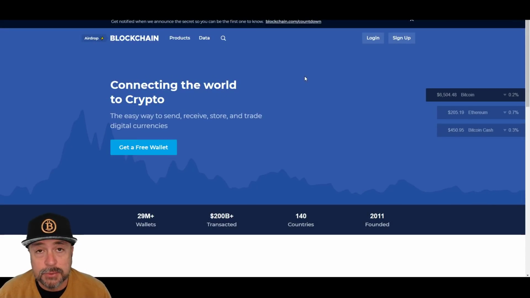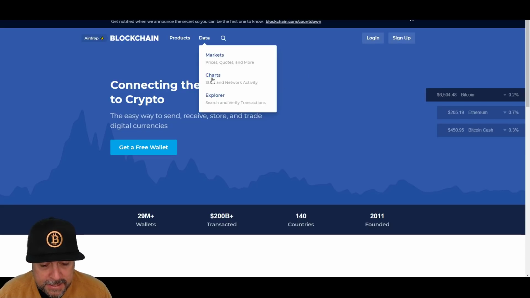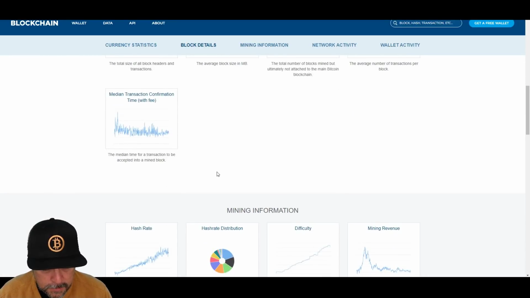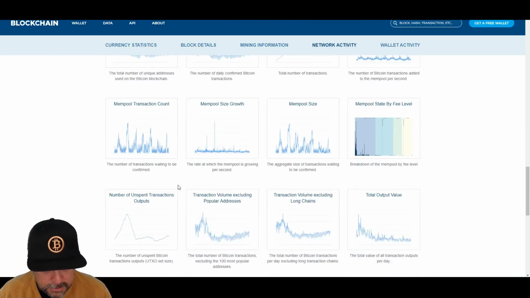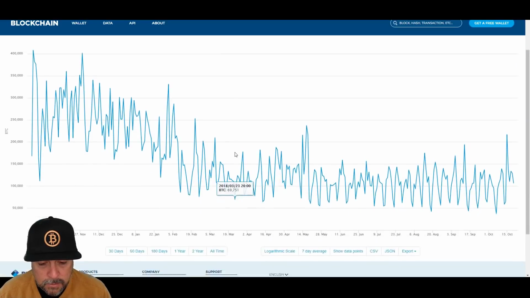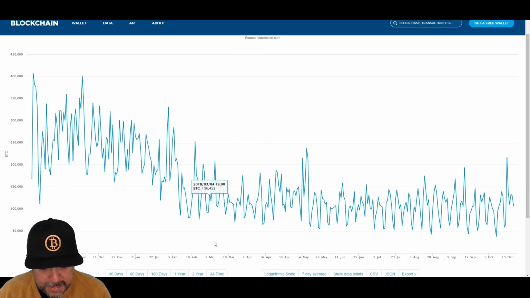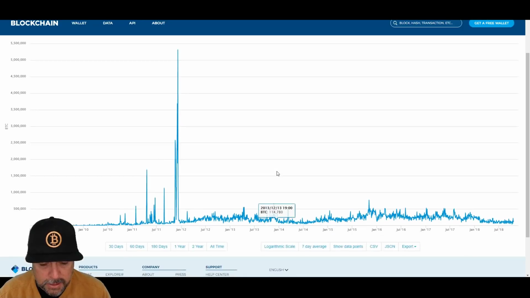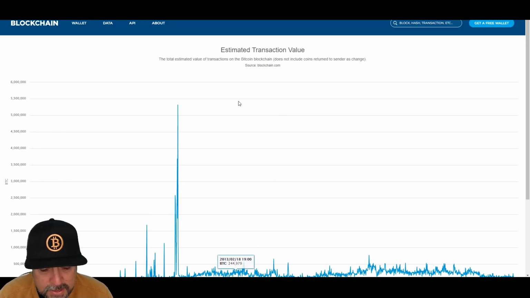All right, guys, so what you want to do is head over to blockchain.com, and you're going to click on data and charts. Once that loads, scroll down to the bottom and you're going to see estimated transaction value. Click on that chart, and this is going to show you the estimated transaction value. You can go back to all time, and it'll show you the entire history since they started recording it. So it's a total estimated value of transactions on the Bitcoin blockchain.